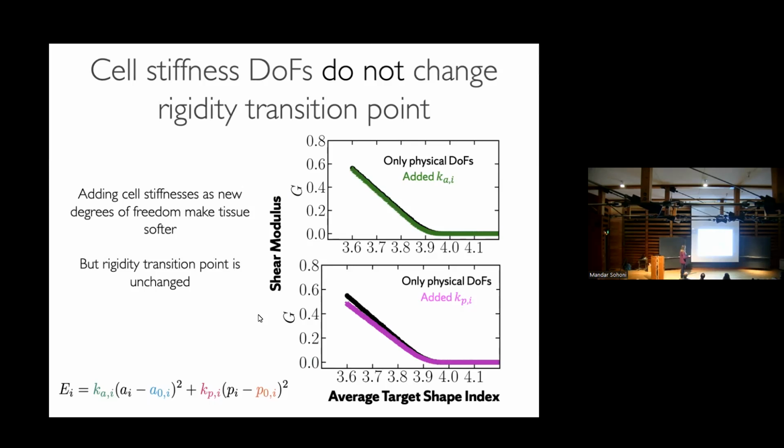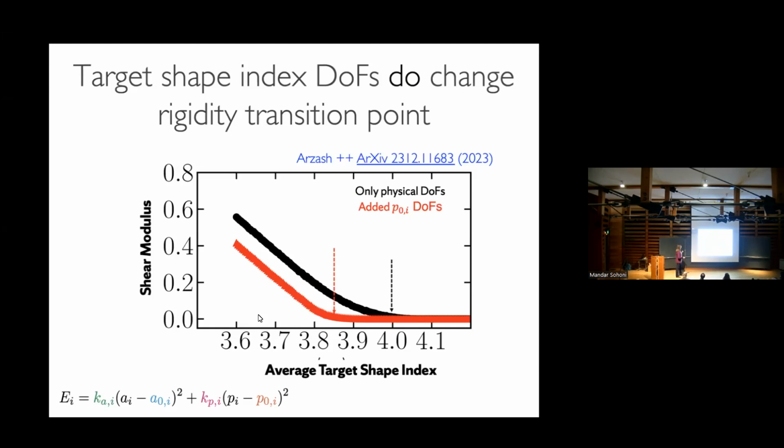Okay, and so one of the things you can ask is, if I just allowed the cell stiffnesses to vary, could I change this property? Could I change the rigidity? And the interesting thing is, no. If you change the cell stiffnesses, basically the modulus of the area or the modulus of the perimeter, you don't change the transition point. You can make it a little softer, but you don't do anything cool to this system. But if you allow the shapes to vary, you get a huge shift in the transition point, actually.